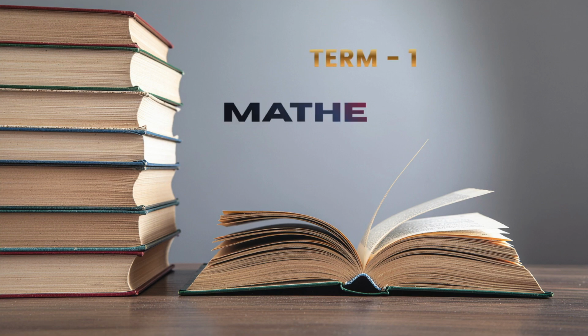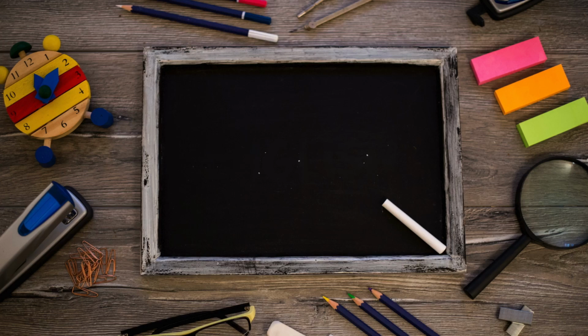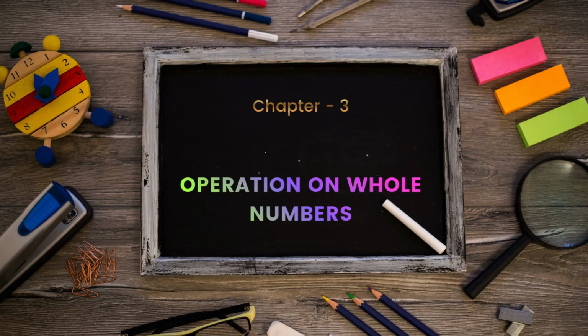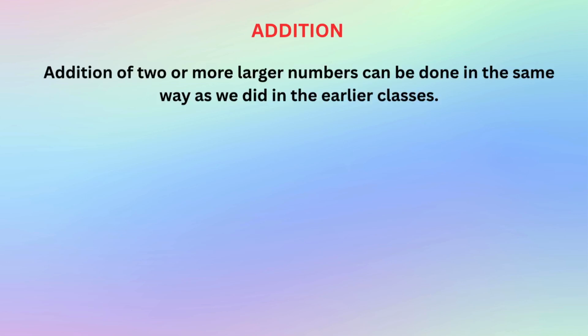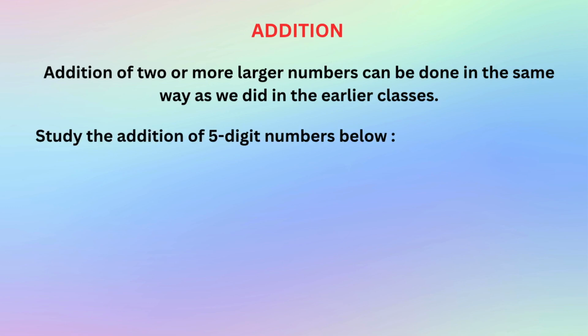Term 1, Mathematics. Chapter 3, Operation on Whole Numbers. Addition. Addition of two or more larger numbers can be done in the same way as we did in the earlier classes. Study the addition of 5-digit numbers below.